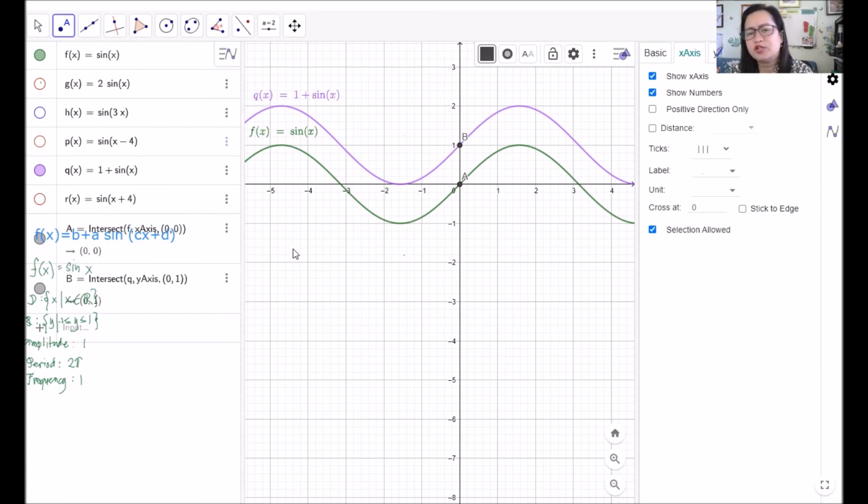Okay, so try to explore other possibilities as we discuss the sine function. You can also do the checkpoints in our module to check your understanding.